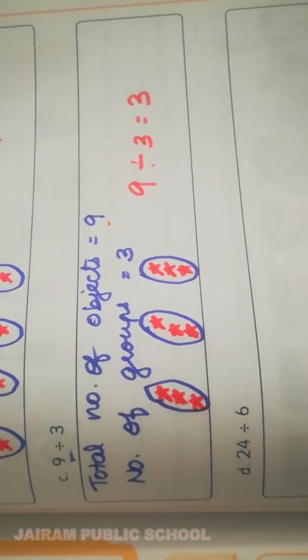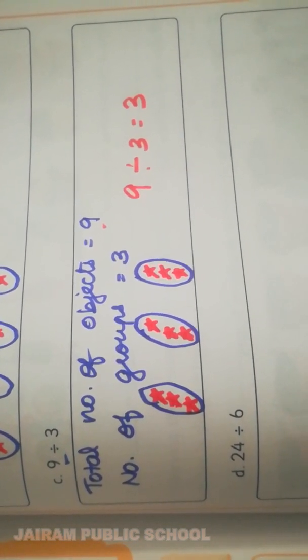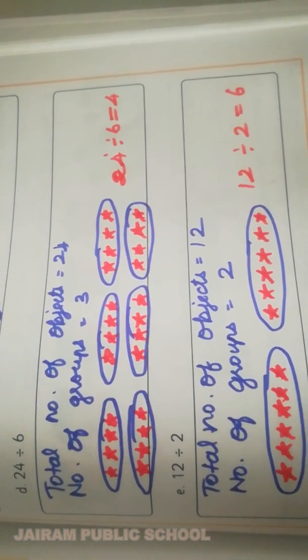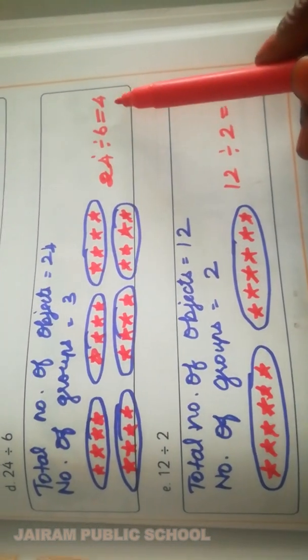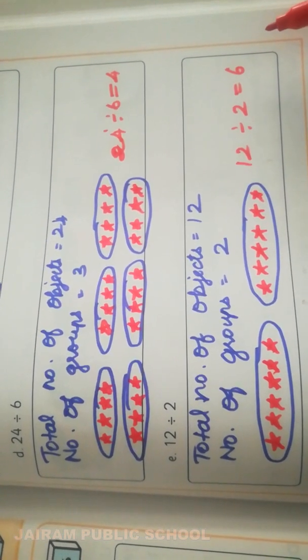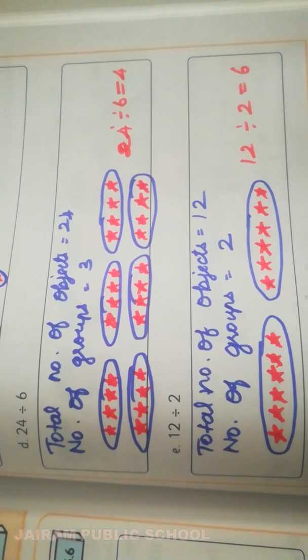Now pause the video here. Next sums you have to do by yourself, children. Now check your answers with my answer, children. 24 divided by 6 is equal to 4. Then 12 divided by 2 is equal to 6. Hope you all get the correct answer.